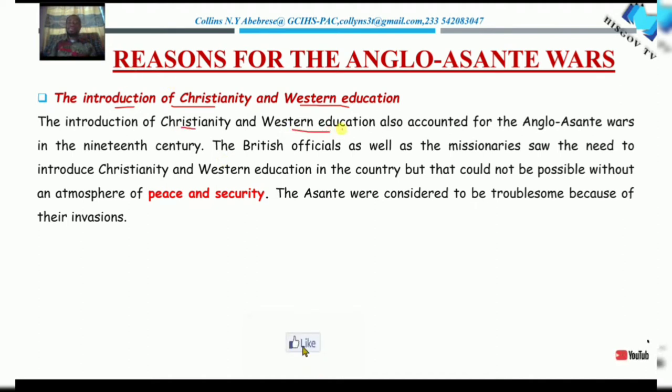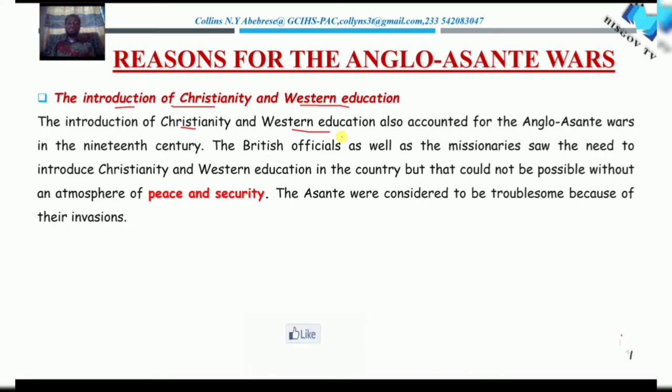So Christianity and then Western education. Now, how do you spread Christianity and Western education when there is no peace in the area that you want to spread Christianity? Today, if you go to an area like Bawku, in the northern part of the country, there is insecurity. Teachers are saying that they will not go to school because the people there are engaged in armed conflict. So how do you work in such an environment when there is war?